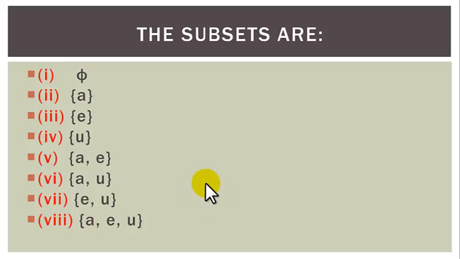Please note, when generating possible subset of a set, always start with the empty set, then form set with one element each. After that, form set with two elements each, and then set with three elements, and so on.